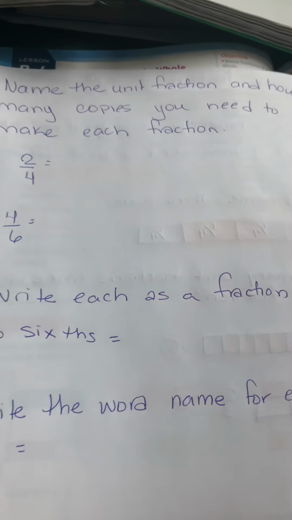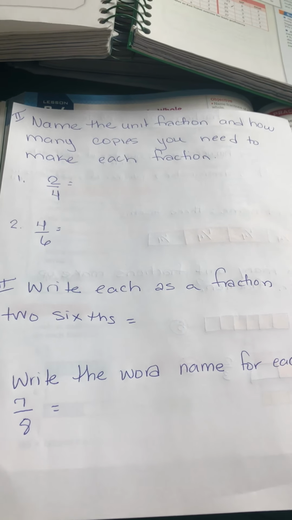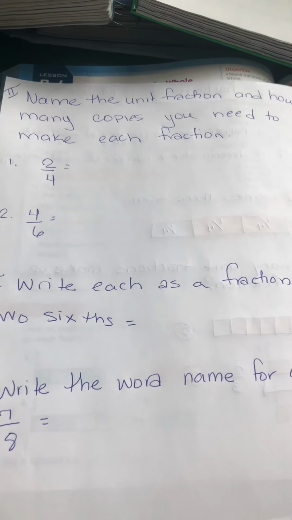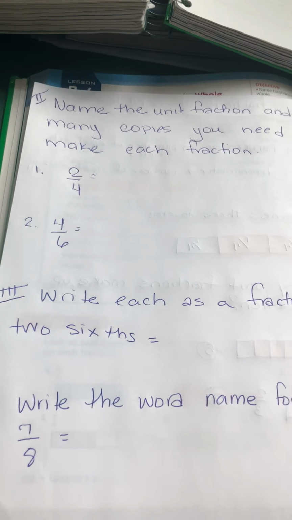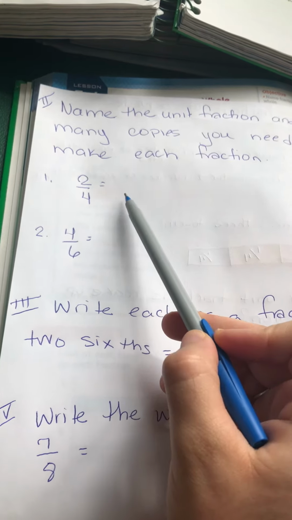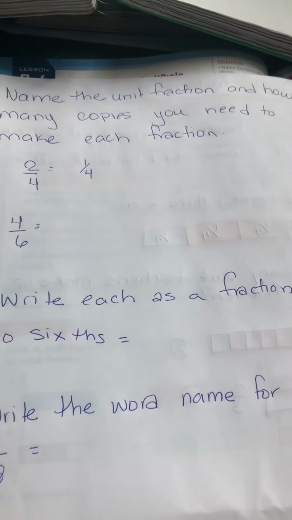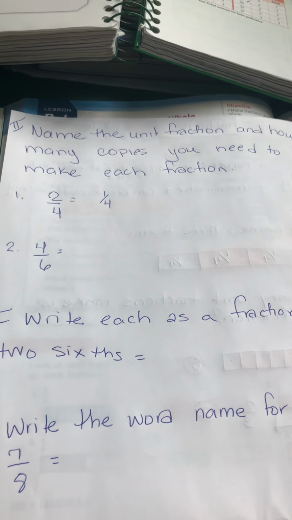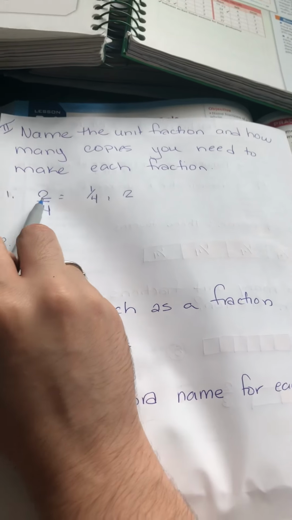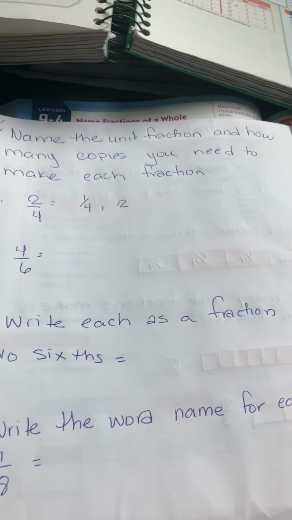Now, let's go to part 2. Name the unit fraction and how many copies you need to make each fraction. So first, we're gonna name the unit fraction. So for every unit fraction for 2/4, we have 1/4. This would be our unit fraction. And how many copies would I need to make each fraction? I would need 2. The same amount as the numerator. These 2 are our answers.